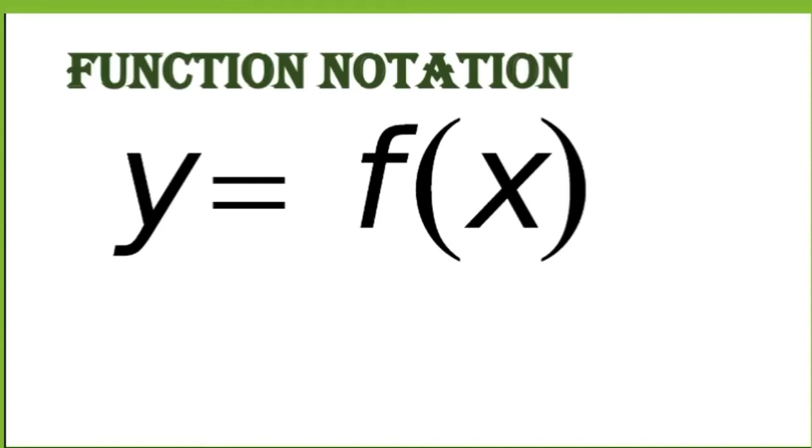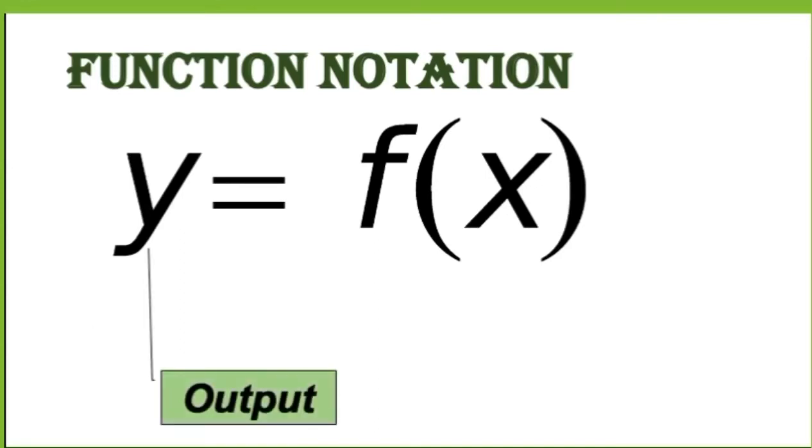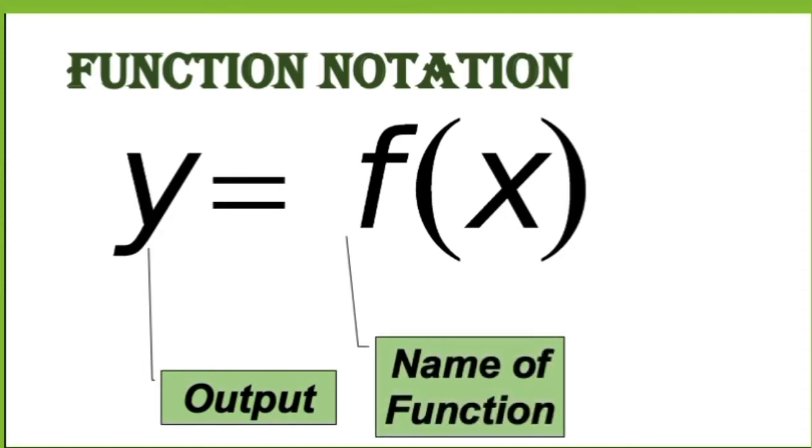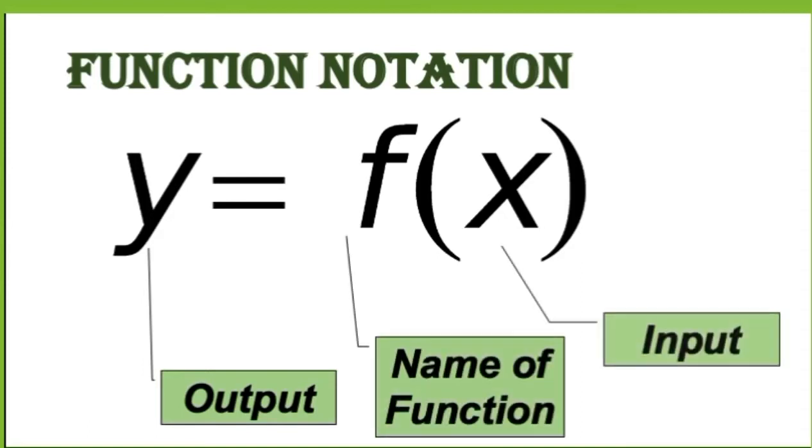So let's have this function notation. Our y here is our output, while f is the name of the function, and x is our input. So that means our output y here would depend on whatever our input x is.